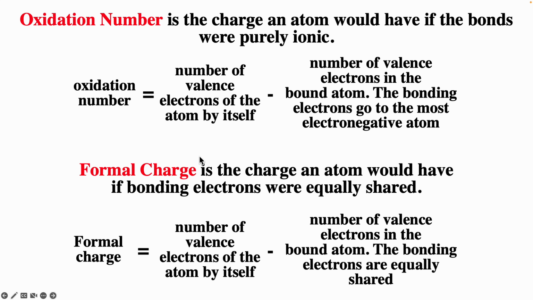Formal charge looks very, very similar. We have the number of valence electrons of the free atom minus the number of valence electrons in the bound atom, but this time the bonding electrons are equally shared. That's why we say the oxidation state is the charge an atom would have if the bonds were purely ionic. Formal charge is the charge an atom would have if the bonding electrons were equally split.